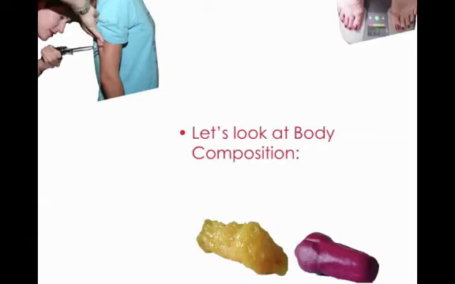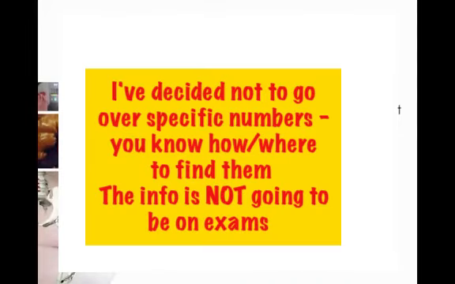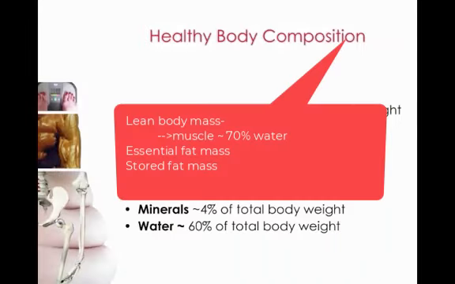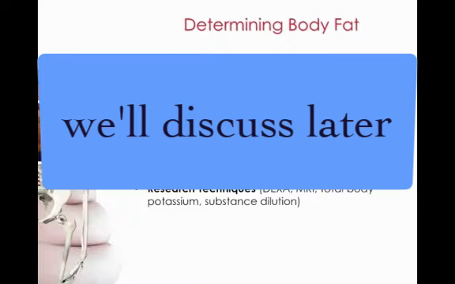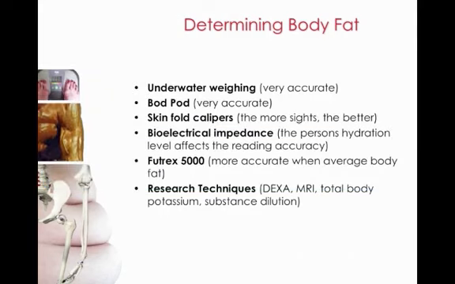Now let's look at body composition. Healthy body composition includes lean body mass, essential fat mass, stored fat mass, minerals, and water. Actually, an unhealthy body has all these components as well, but the percentages vary. And there's a difference between body weight and body fat. Our scales don't accurately tell body fat. There are a number of different ways to determine this.